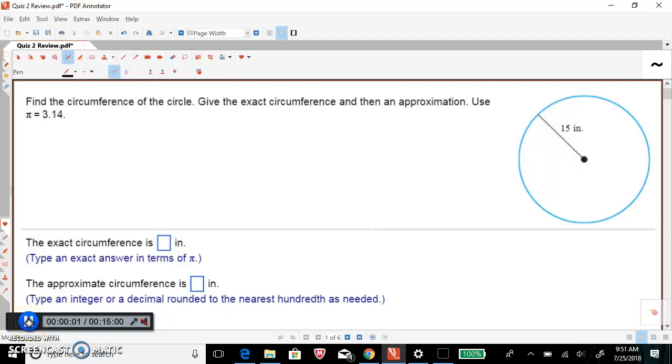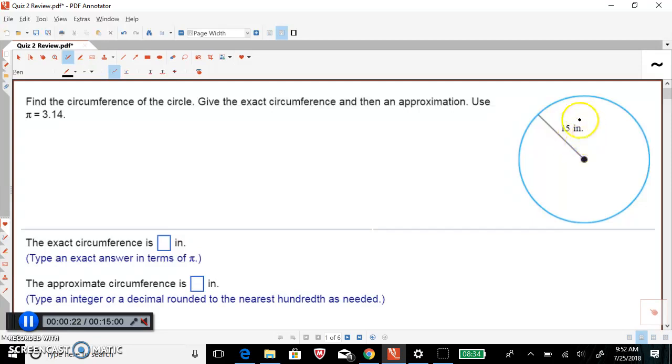Alrighty. Had a few problems that we needed to review, and these were just the most missed problems from quiz 2. So let's take a look at these. The first one wants us to find the circumference of the circle, give the exact circumference and then approximation.